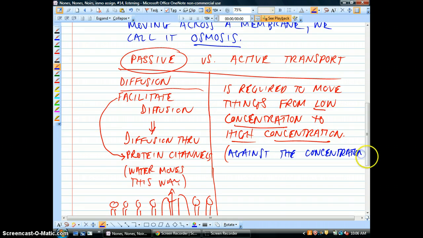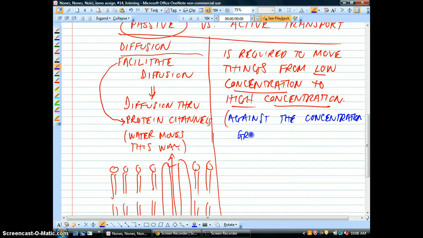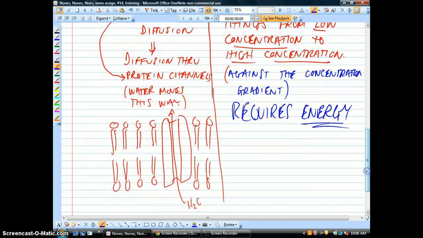It's like rolling a ball up a hill. It doesn't happen on its own. It's going to require energy. And of course, energy in the cell is something we're going to get into big time in a coming unit after the cells unit. Requires energy.